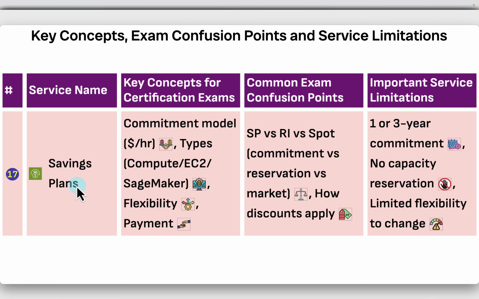Next, Savings Plans. Key concepts are a commitment model, which is dollar per hour. Types include Compute, EC2, and SageMaker, plus flexibility and payment options. Common exam confusion points are Savings Plans versus Reserved Instances versus Spot. So commitment versus reservation versus market, and how discounts apply. Important service limitations are a 1 or 3 year commitment, no capacity reservation, and limited flexibility to change.